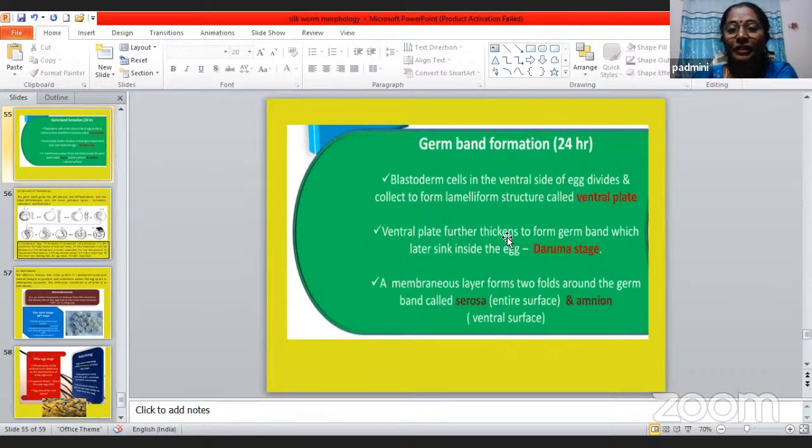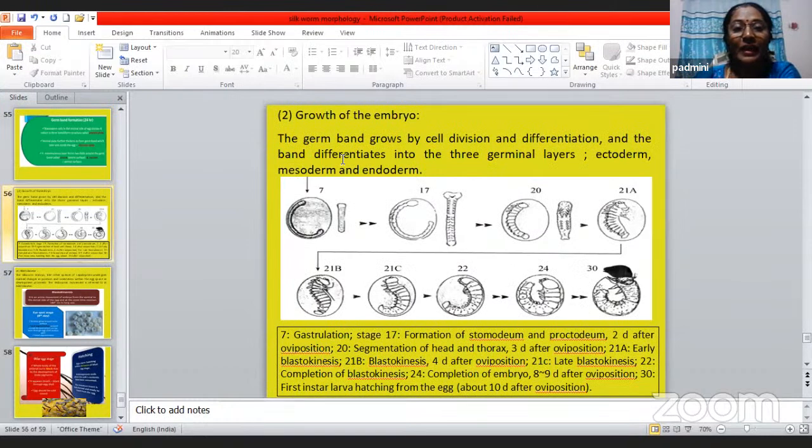The ventral plate further thickens to form a germ band called the Dharma stage. And the membranous layer forms two folds around the germ called serosa and amnion. So this is the germ band stage over there. And the germ band undergoes the growth of the embryo. So here, as the germ band grows, the cell division occurs.